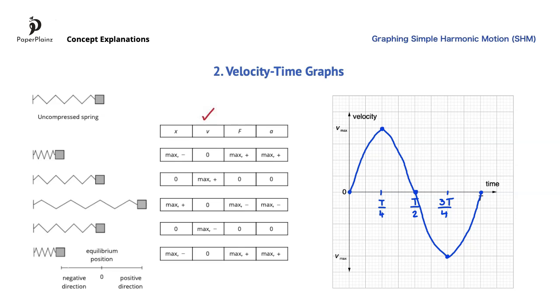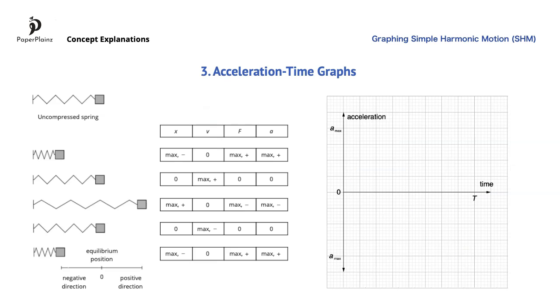You might have also guessed that the acceleration time graph will also have a similar shape and will have a phase difference compared to the other two graphs. We'll explore phase difference in more detail in the next video. Now, let's move on to the acceleration time graph. Based on our experience with the previous two graphs, we can now quickly plot the acceleration time graph using the final column of our table.